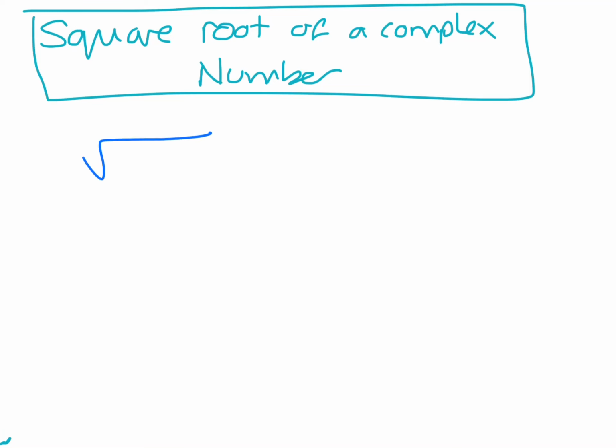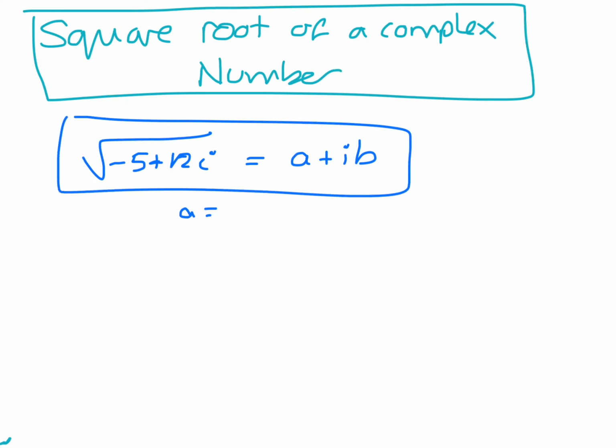Okay, so I'm just going to look at the square root of a complex number. So I'm just going to look at 5 plus 12i. Alright, so I'm going to let that equal a plus ib. Now, a is a real number and b is real as well. This is the real part and this part here is the imaginary part. So the square root of a complex number is another complex number. So let's find out what a and b are.